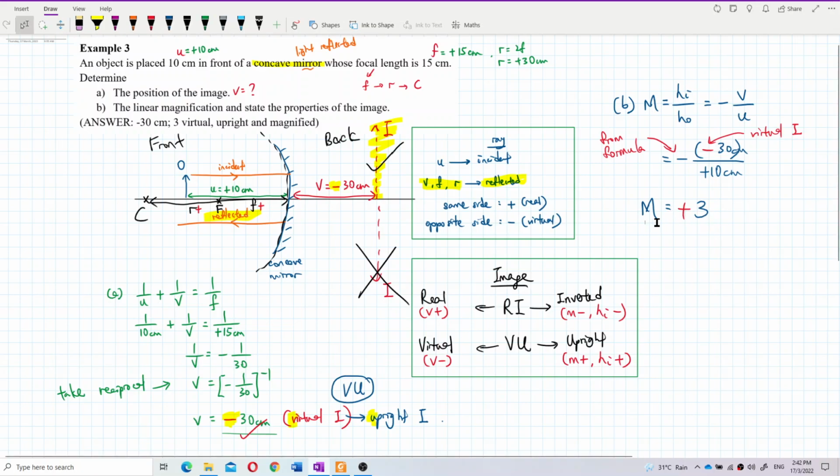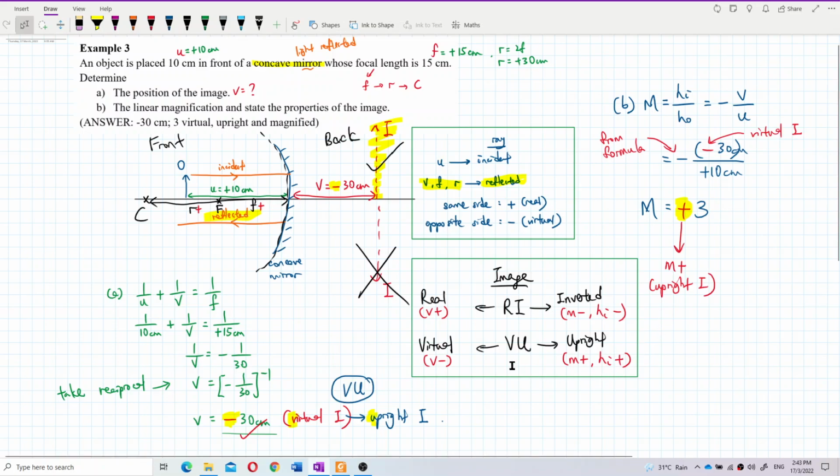So what does it mean by this positive 3? Remember what I told you before. What does it mean by positive magnification? When the M is positive, what does it mean? Does it mean magnified? No. M positive means it is upright. So this image is an upright image. Understand?